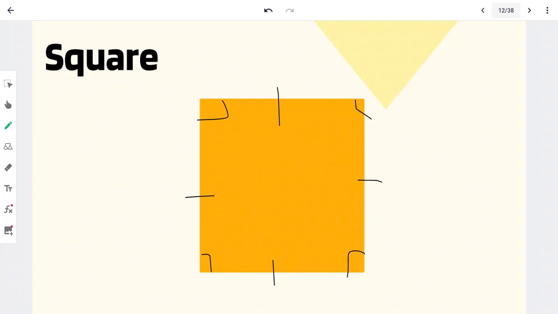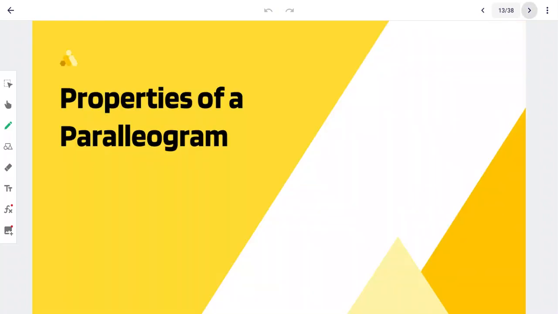Okay, so with this we completed the types of quadrilateral. Six quadrilaterals are there, correct? Which are the trapezium, kite, parallelogram, rhombus, rectangle, and square. Now let's study the third one, which is parallelogram. We have to study a few properties.